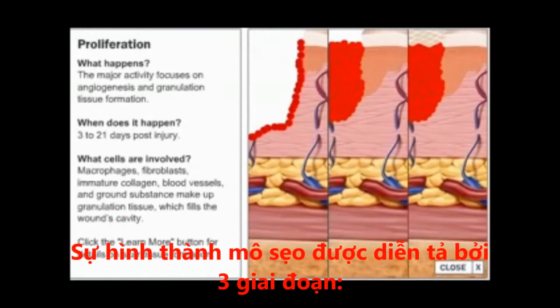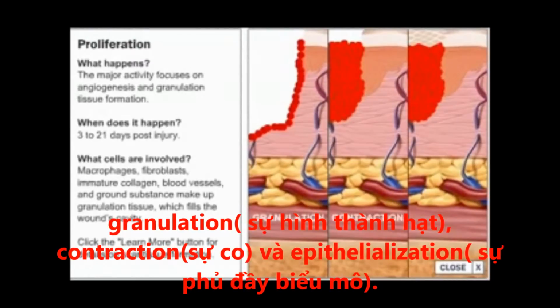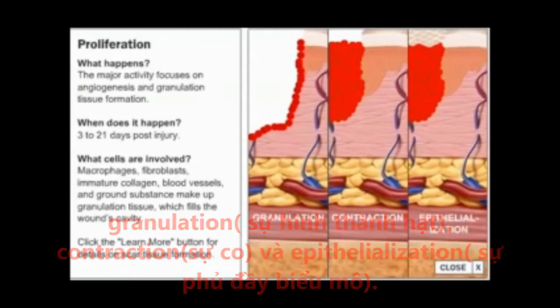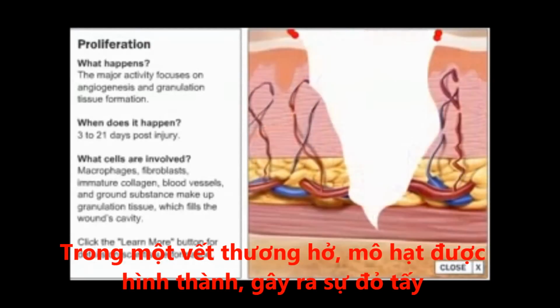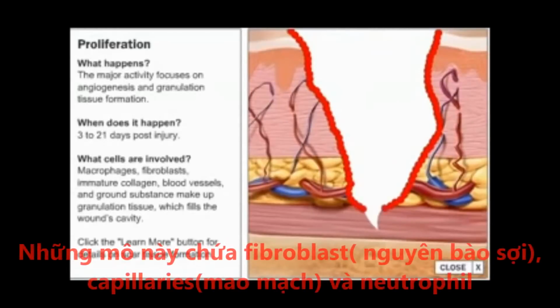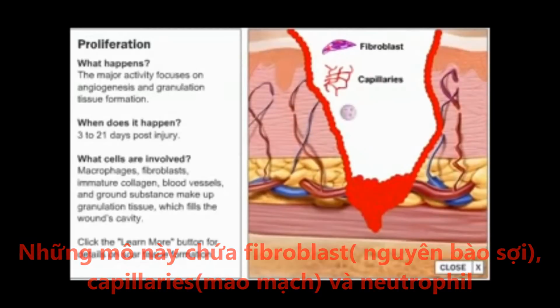Scar tissue formation is characterized by 3 distinct phases: granulation, contraction, epithelialization. Click on one of the phases to learn more. In an open wound, granulation tissue is generated, producing red, beefy, shiny tissue with a granular appearance. This tissue consists of fibroblasts, capillaries, and neutrophils.